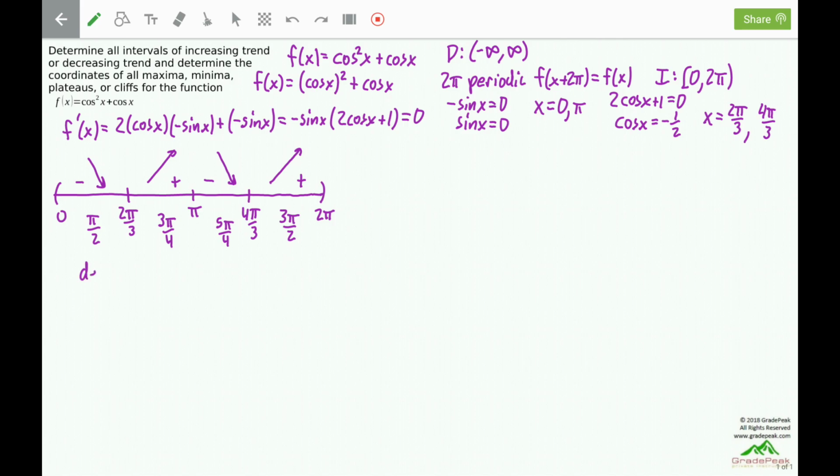So we have a decreasing trend on the interval 0 to 2 pi over 3. Union, it's happening again from pi to 4 pi over 3. We have an increasing trend from 2 pi over 3 to pi. Union, it's happening again from 4 pi over 3 to 2 pi.